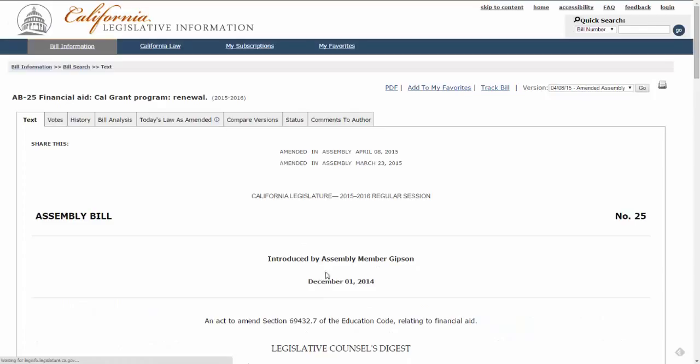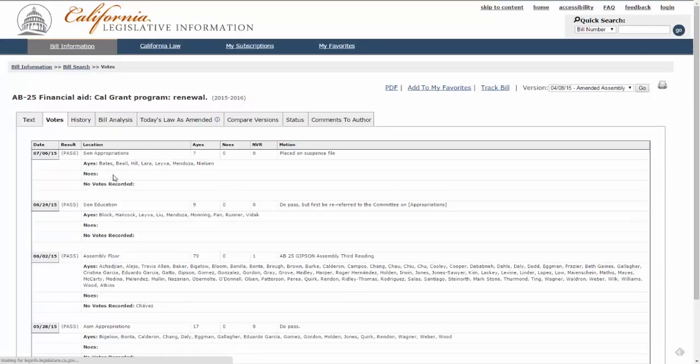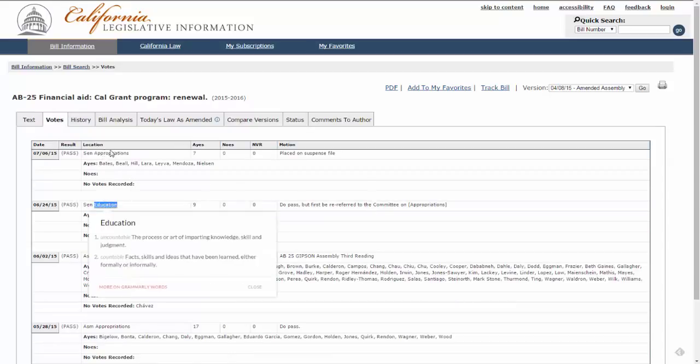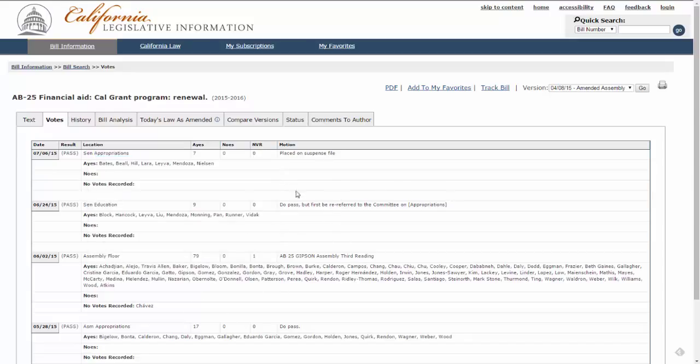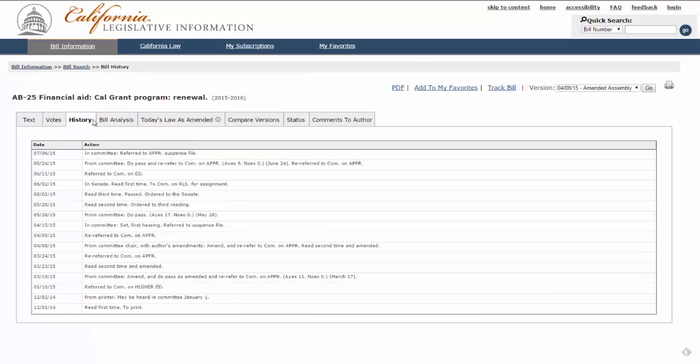CalLegInfo is going to give us information about the votes. So because this bill costs money, it had to be referred to both the Committee on Education and to an Appropriations Committee. You'll have the votes from both of those committees in addition to the floor votes. It's major legislative history.